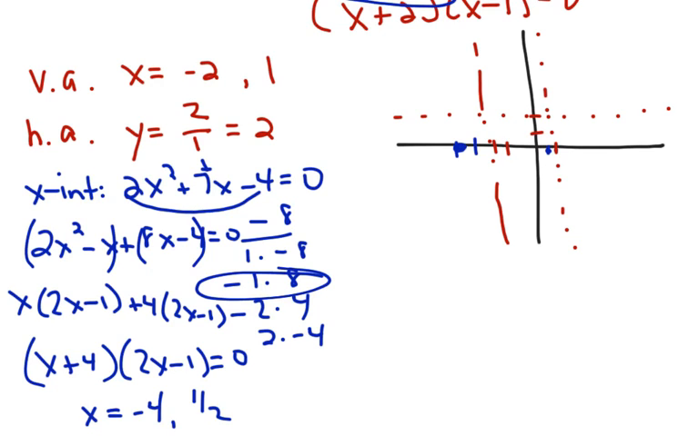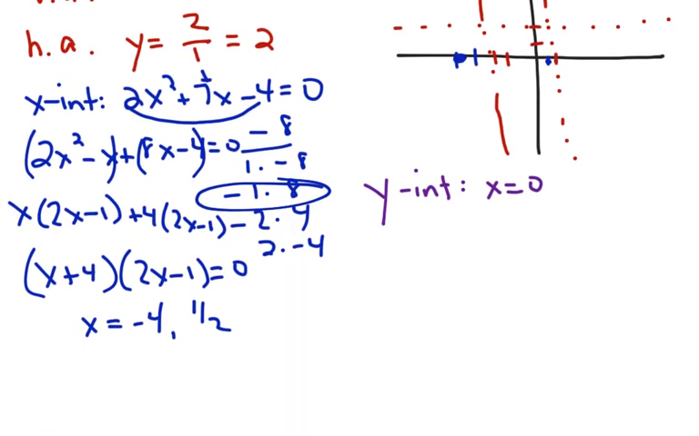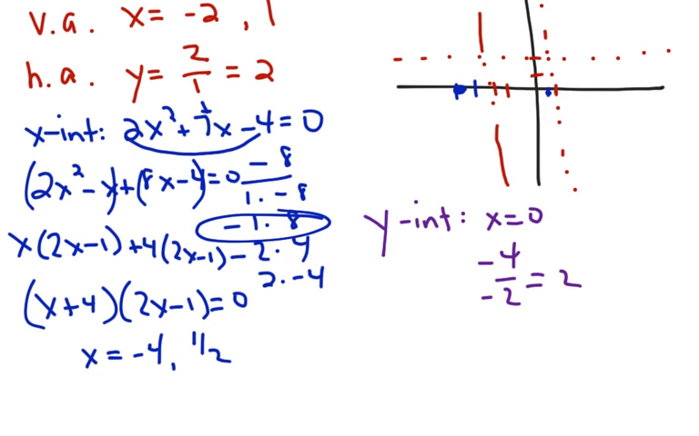How about the y-intercept? Well, the y-intercept you're going to find by replacing all the x's with zeros in the original equation. Let's look back at the original equation. If I replace all the x's with zeros, these all go away, and I'm left with negative 4 over negative 2. So negative 4 over negative 2 is 2. That means that on my graph here, I must hit here.